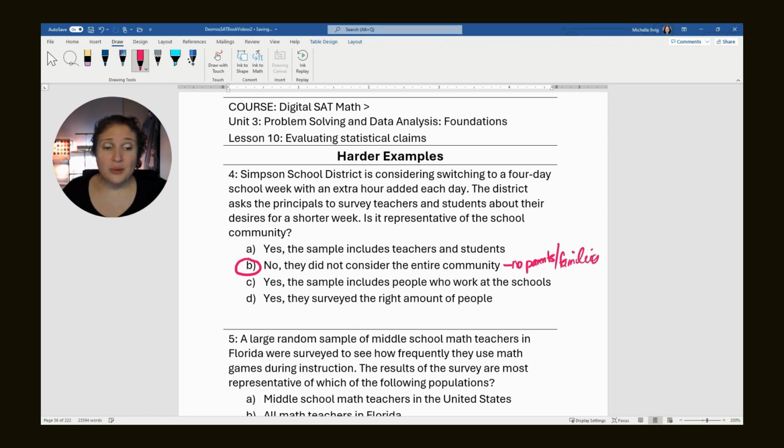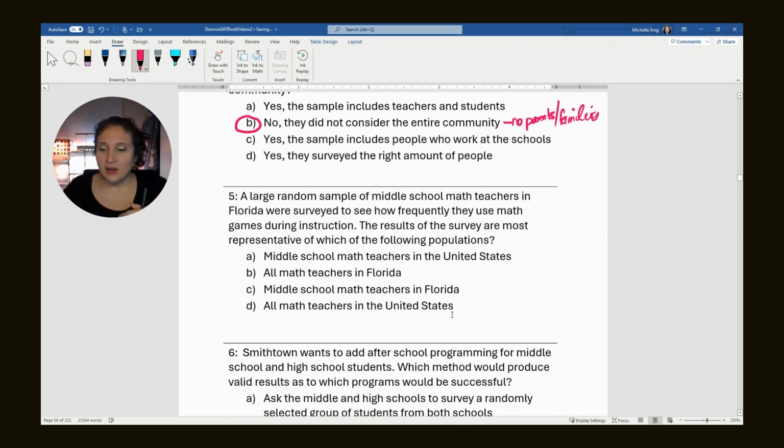Now you could argue, like, should people outside the school district who live in the community be asked? Yes and no. I would more lean to the biggest issue is they didn't ask the families. All right. Oh, we're on page 56 if you have my book. If not, just jot a note down in your notebook. It has to represent the entire population.